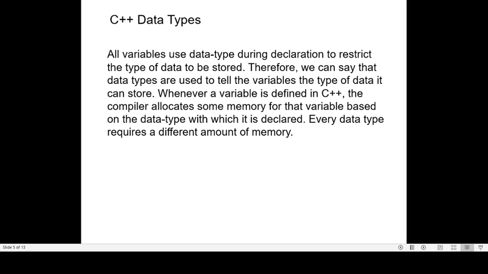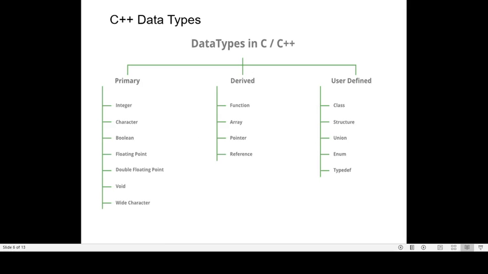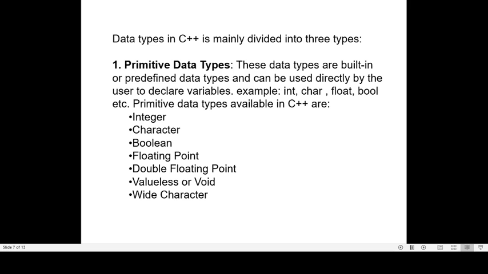C++ data types. What are data types? An interpretation applied to a string of bits. Interpretation means what here? Translating line by line from high level language to machine level language. Every language has its own data types. Now let us see what data types are available in C++. Primary, derived, user defined. Primary: integer, character, boolean, floating point, double floating point, wide character. Derived: function, arrays, pointers, reference. User defined: class, structure, union, enum, typedef.